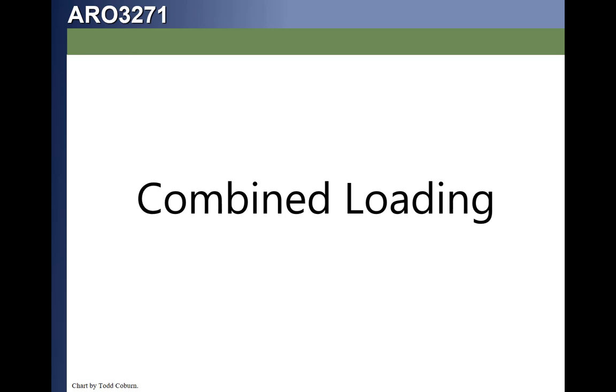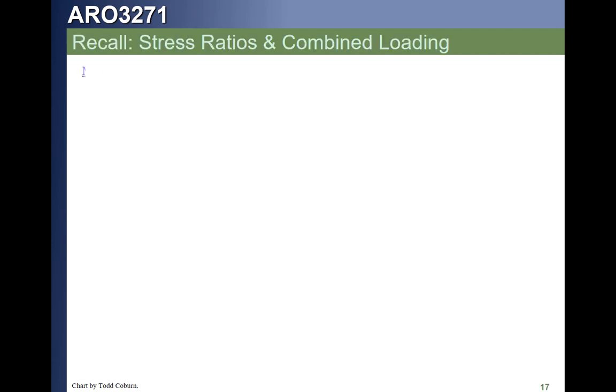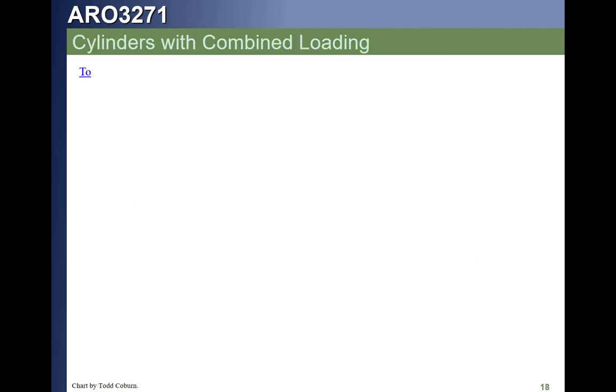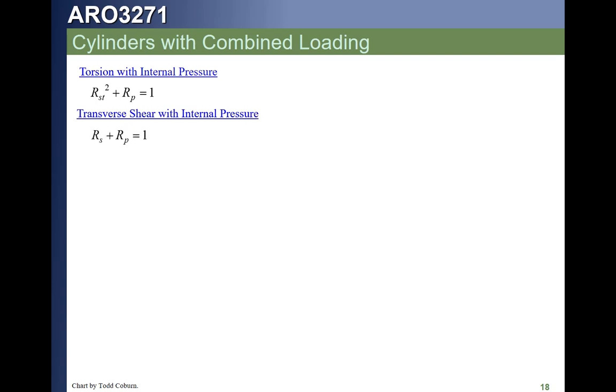Now let's say we have multiple loads. If we have multiple loads on our cylinder, we're going to combine those by finding the appropriate interaction equation and the appropriate interaction curve. Stress ratios, we've seen this a few times. These are how we calculate stress ratios. If we have torsion and internal pressure on our cylinder, we're going to use this first equation. If we have transverse shear and internal pressure, we're going to use the second equation.